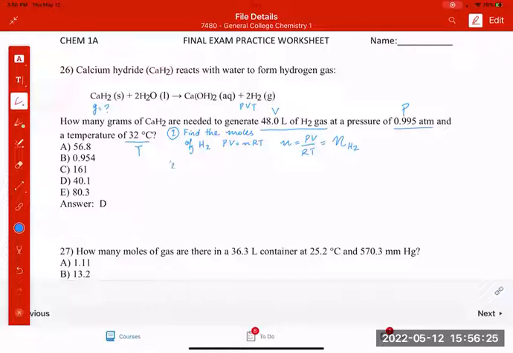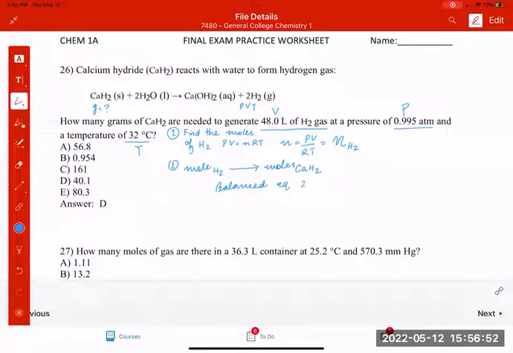Next, you are going to take the moles of hydrogen gas and convert it to the moles of calcium hydride, because that is what we are interested in. So that's the roadmap you're following, okay? How? Using the balanced equation, a mole to mole conversion.